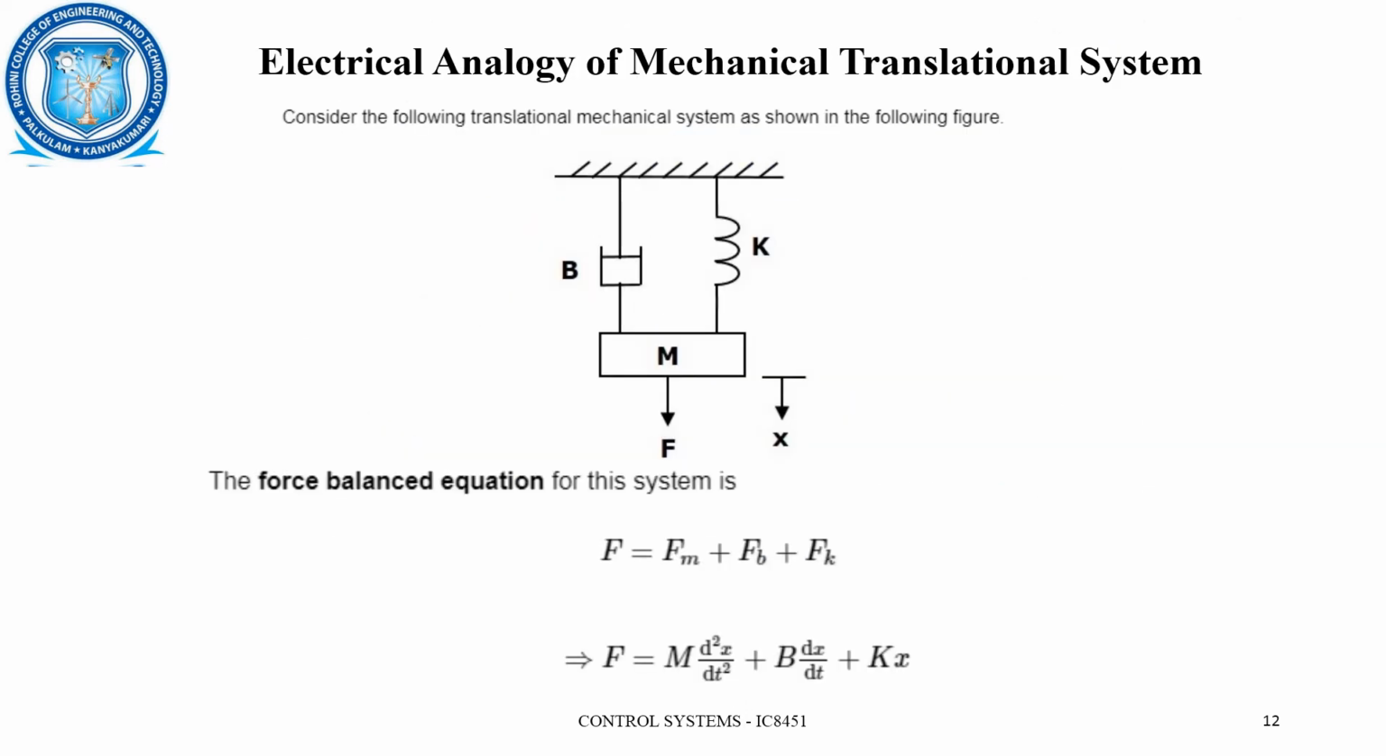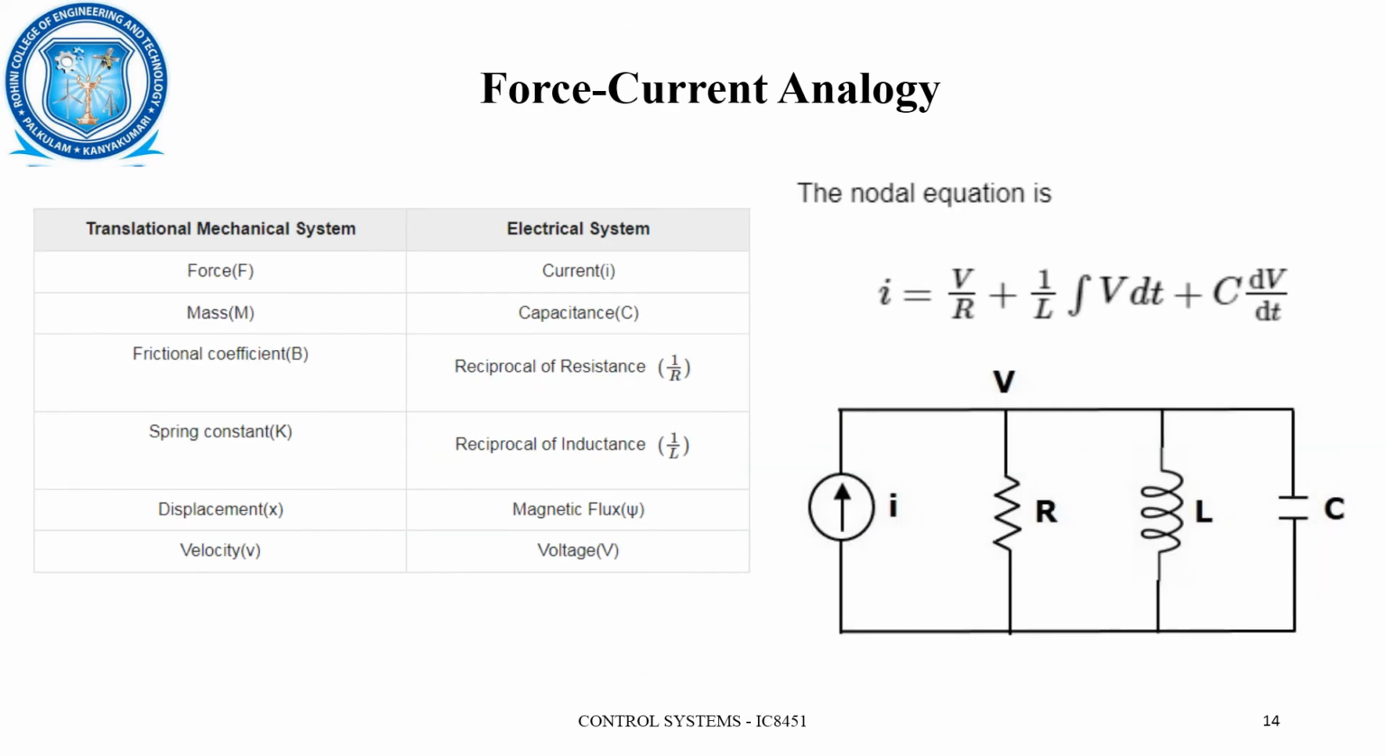Instead of k into x, we have 1 by L into integral of v dt, and in case of m into d square x by dt square, it is c into dv by dt. In this way, we can see that an R, L and C component are connected in parallel. So this is a parallel circuit with the current source. So this is how the force current analogy is used for representing the electrical system of the mechanical translational system.